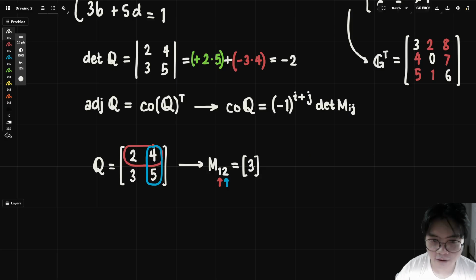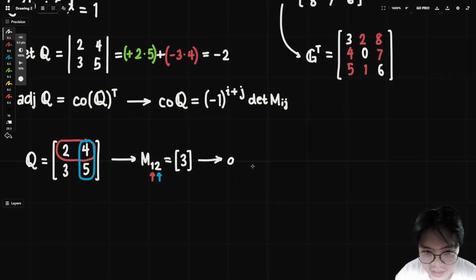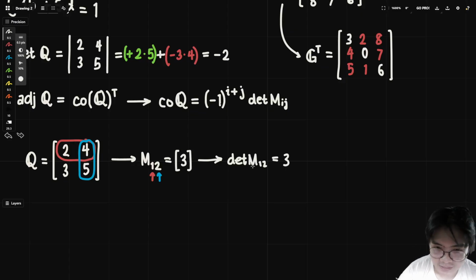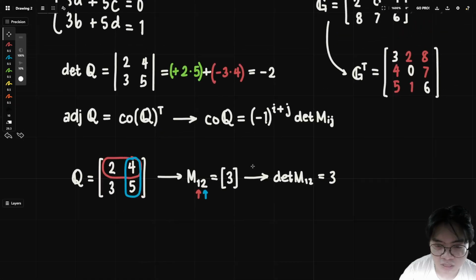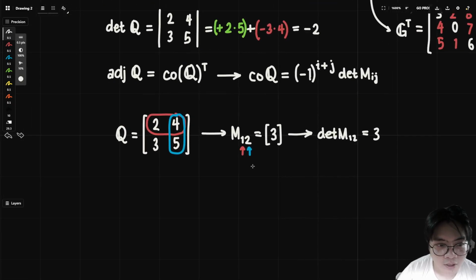And I'm putting here braces because this is still a matrix, but halata naman what the size, or in this case, the determinant of M1, 2 will be, is just 3, right? It's just the size of this thing, right? And so we can continue, and ginagawa natin to, ang cofactor matrix now will do this for every single one.